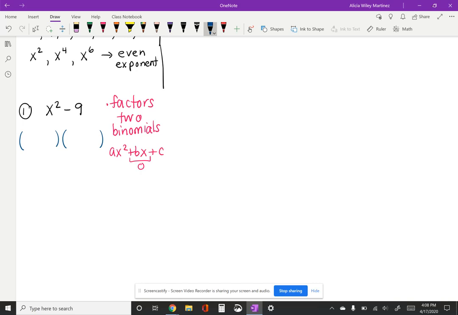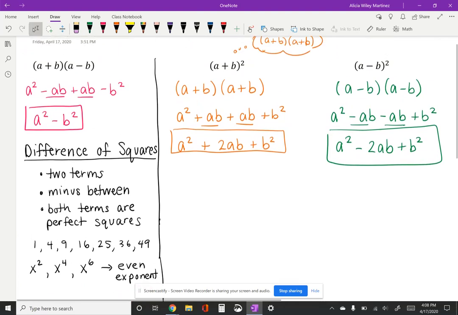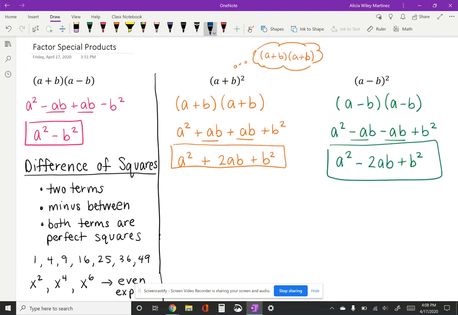How do we get the first term? We get it by the first terms. How do we get the last term? We get it from the last term. So it's going to be 3 and 3, and plus and minus. The reason why it's going to be a plus and a minus is so that you can get negative 9. Now how did I know to use 3 and 3 and not 9 times 1? It's because a difference of two squares will follow the pattern where both the terms will be the same, but the signs will be opposite.